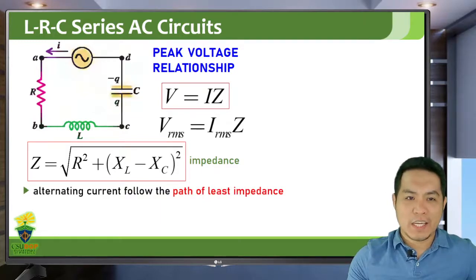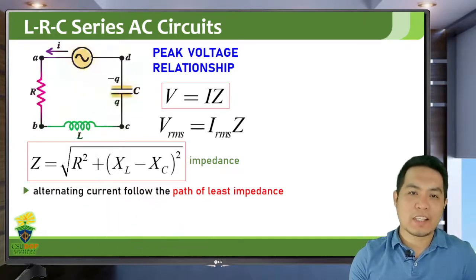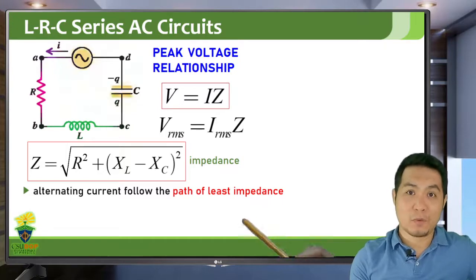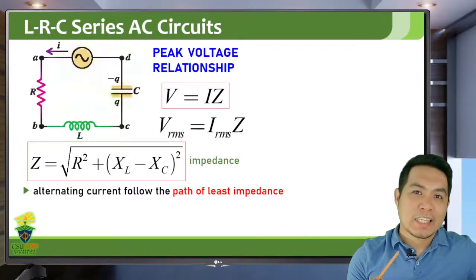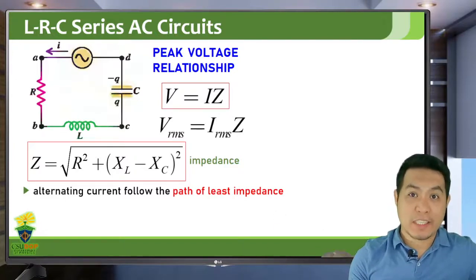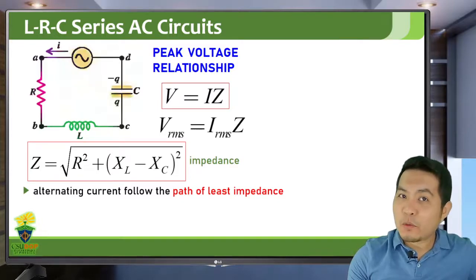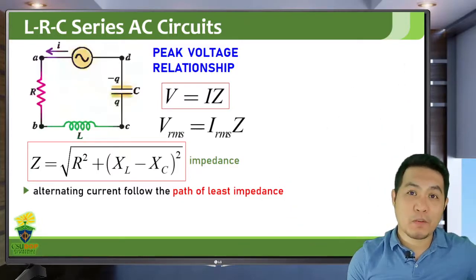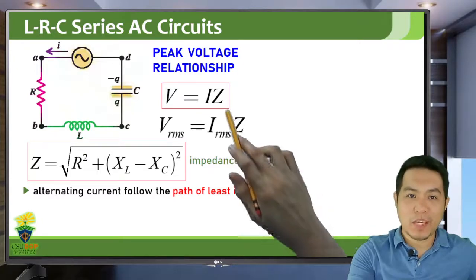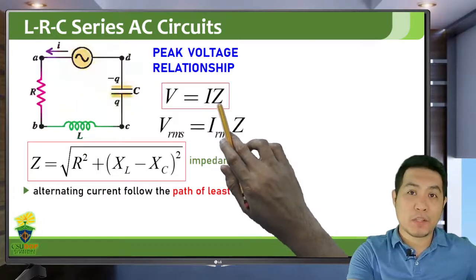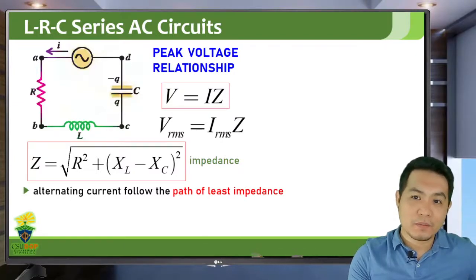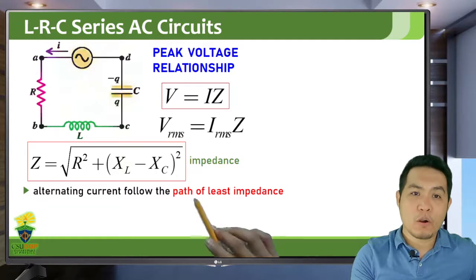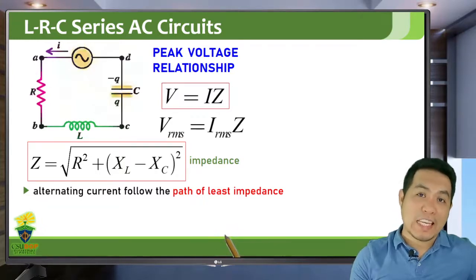So what this tells us is, similar to DC currents, where the voltage is I times R, which means that current is inversely proportional to resistance, meaning current will always follow the path of least resistance. So similar to here, the current is inversely proportional to impedance, meaning the alternating current, on the other hand, in the same case, will also follow the path of least impedance.